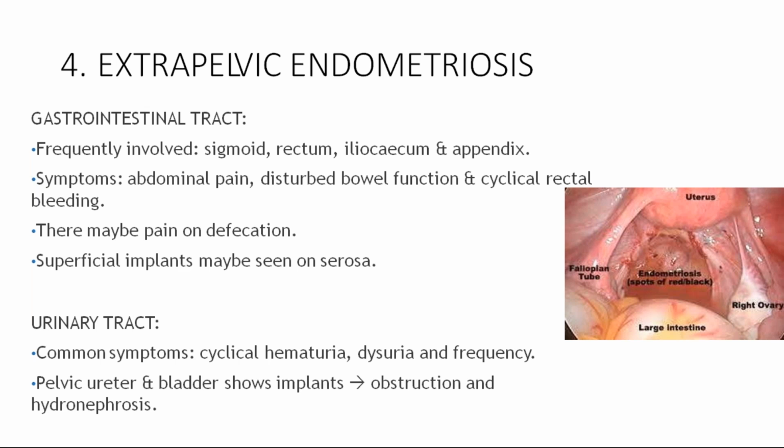And the urinary tract. If the bladder and urinary tract are involved, common symptoms include cyclical hematuria, dysuria, and frequency. So painful micturition. Pelvic ureter and bladder show implants in laparoscopy. If these implants are there, there can be inflammatory reaction and adhesions, or because of scarring, there will be obstruction and hydroureteronephrosis. So this is if the urinary tract is involved.